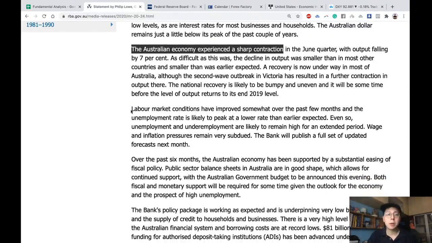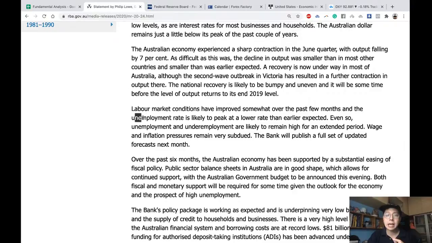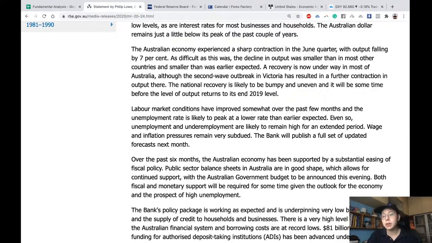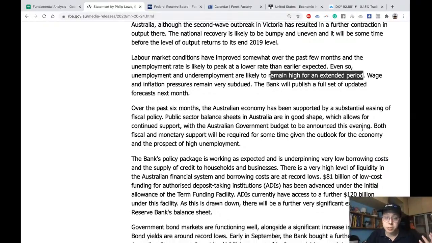Then they talk about labor market conditions having improved a little bit, and the unemployment rate is likely to peak earlier than expected. What does this tell you? It tells you that maybe there's a slight positive note to that. Then they say here, even so, unemployment is likely to remain high for an extended period. That makes sense, because if the economy is affected, people are gonna lose jobs, and businesses are gonna be forced to close down. So again, these are the things that they're reporting.